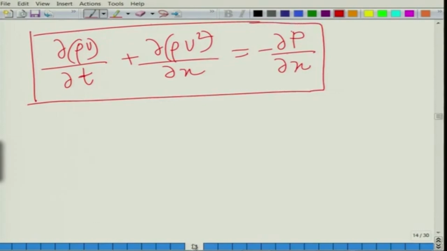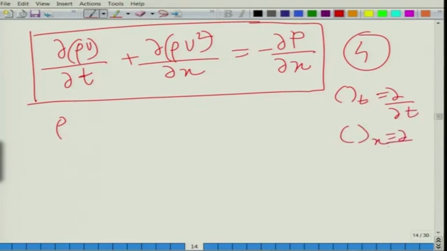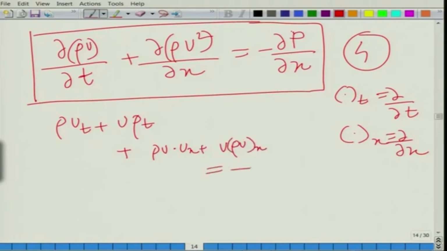Okay, let me name this as number 4, and let me expand out number 4 to get, and by this I mean the partial derivative with respect to x and with respect to t. This here can be any quantity. So, here we have u t plus u times rho t, and then we need to employ a clever trick. We need to group it in terms of rho u. So, rho u times u x plus u times rho u x is equal to minus del p of x.